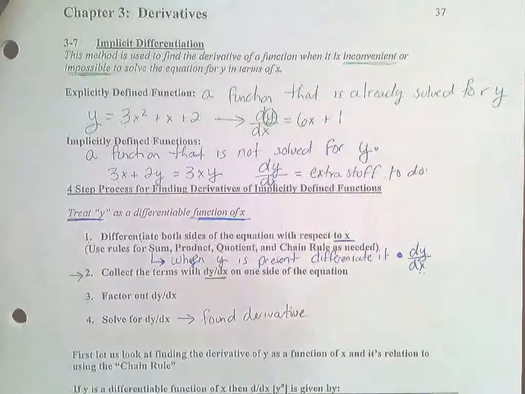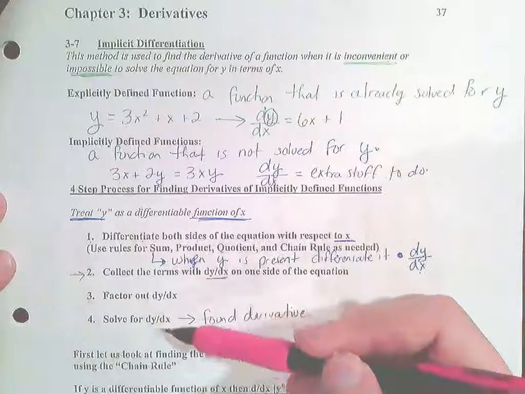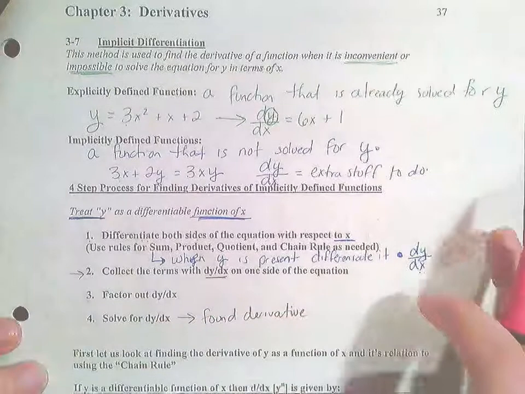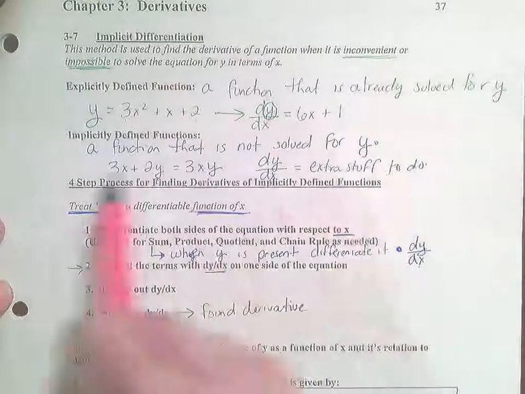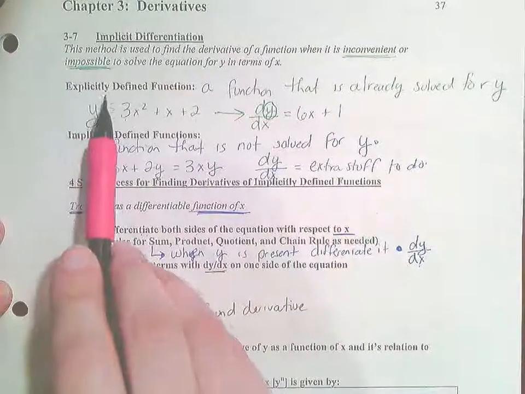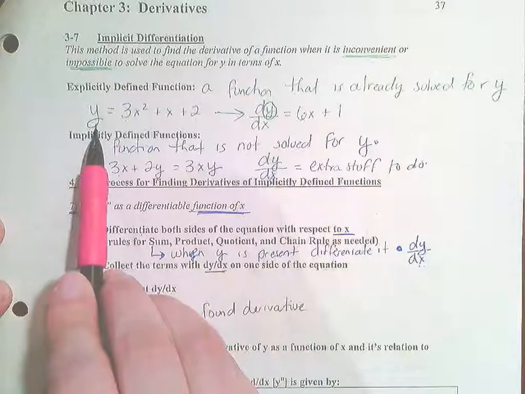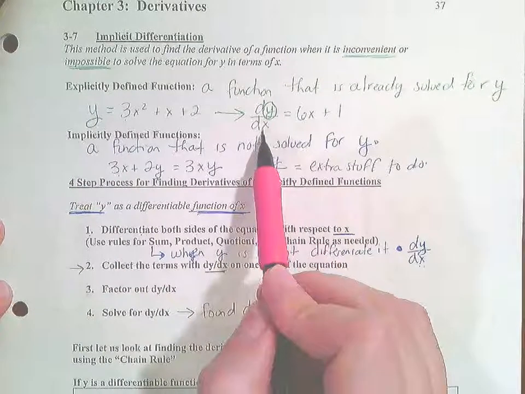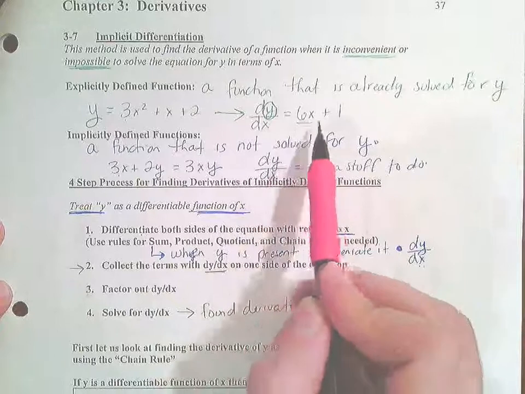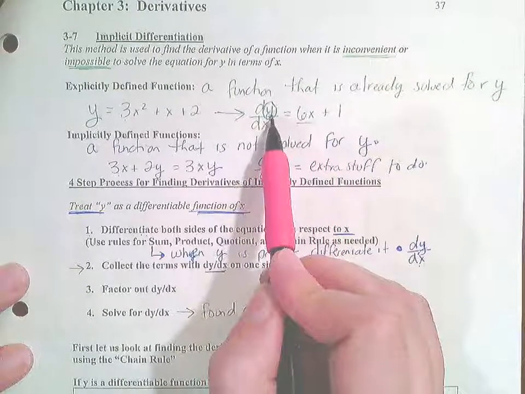Alright, so section 3.7, implicit differentiation. We already went through the rules for implicit differentiation, so if you didn't write this down in class, make sure you do so now. Remember that an explicitly defined function is what we've been dealing with, where y is known, y is not hidden, okay? So when we find dy dx, we're just figuring out the derivative of y with respect to x.